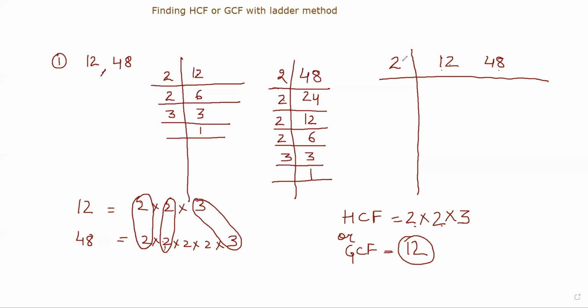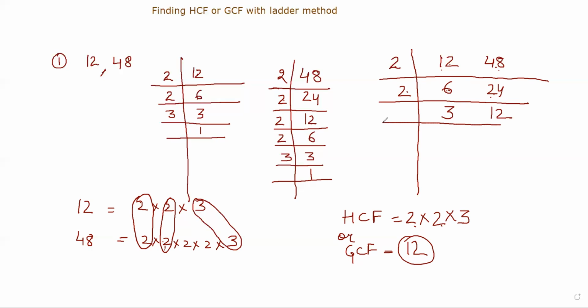So if I divide 12 by 2, I get 6, and 48 by 2, I get 24. Again, I need to find the common factor, which I can divide both the numbers. 6 and 24's common prime number or common factor is 2 again. So I'm dividing by 2. So if 6 is divided by 2, I get 3. 24 divided by 2, I get 12.